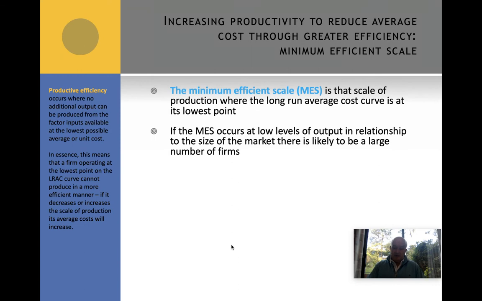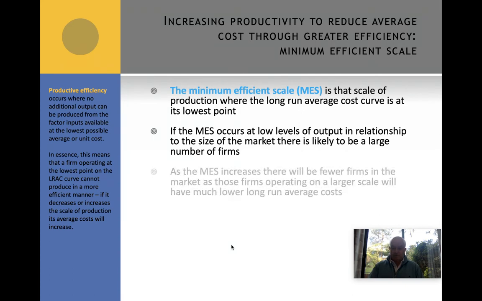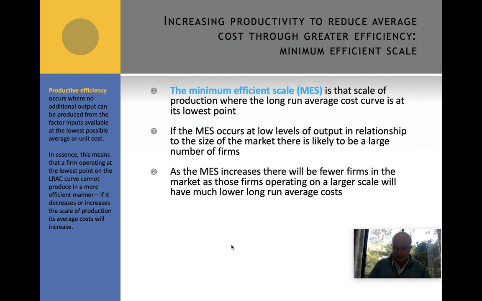Now that happens at low levels of output in relation to the size of the market, where there is likely to be a large number of firms. In terms of this principle, the MES, the minimum efficient scale, is going to increase where there are fewer firms in a market, because those that are operating against less competition are probably going to be producing on a larger scale, and so will have much lower long run average costs, as we'll see.